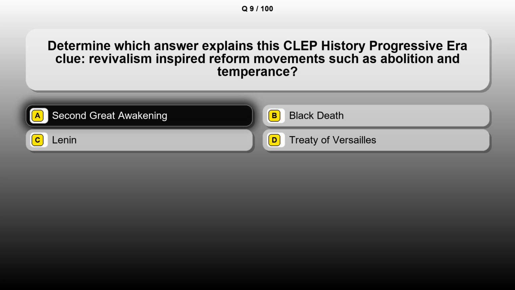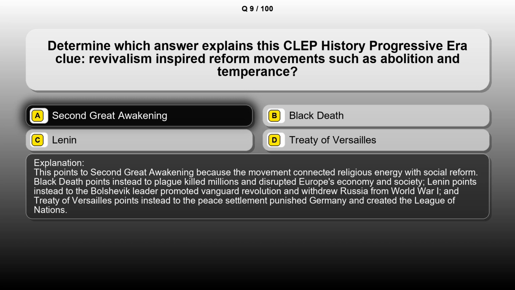The correct answer is option A, Second Great Awakening. This points to Second Great Awakening because the movement connected religious energy with social reform. Black Death points instead to plague killed millions and disrupted Europe's economy and society. Lenin points instead to the Bolshevik leader promoted vanguard revolution and withdrew Russia from World War I, and Treaty of Versailles points instead to the peace settlement punished Germany and created the League of Nations.